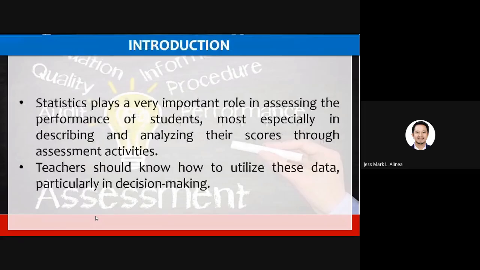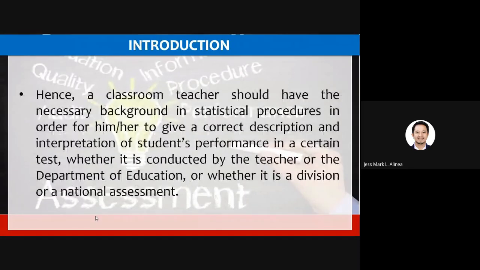So, statistics, that's singular, plays a very important role in assessing the performance of students, most especially in describing and analyzing the scores through assessment activities. The data that we are gathering, or the scores that we're gathering from our students, should not just be generated for the sake of grade, but we should also have the knowledge on how to interpret those scores. So teachers should know how to utilize this data, particularly in decision making.